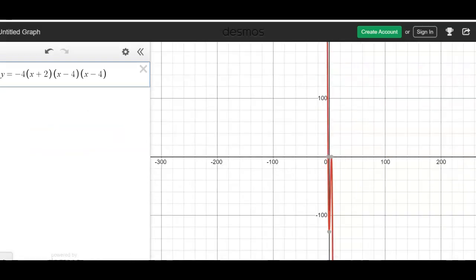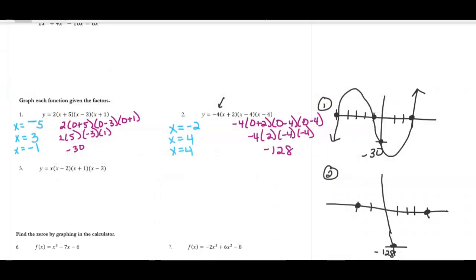Does it go below the y-intercept? Nope, it looks like it turns on the y-intercept also. Okay, so it doesn't go below there. All right, so it goes down, it turns, it goes up, and then it bounces back off of that. Okay. All right, same thing.